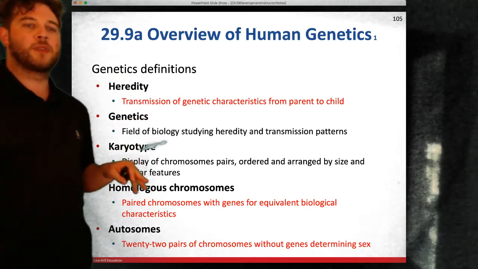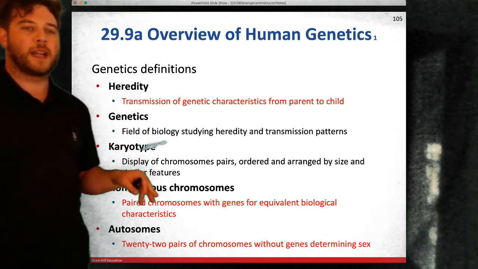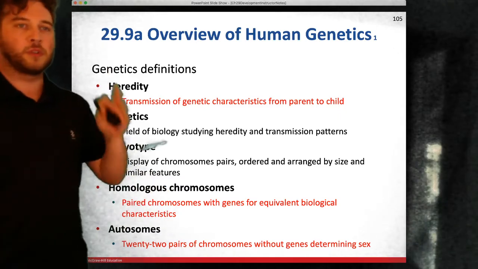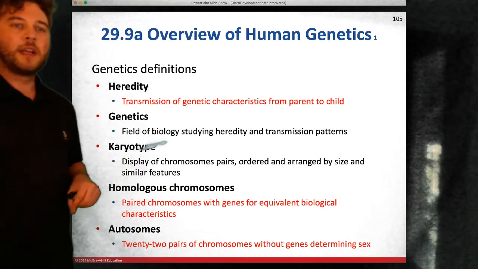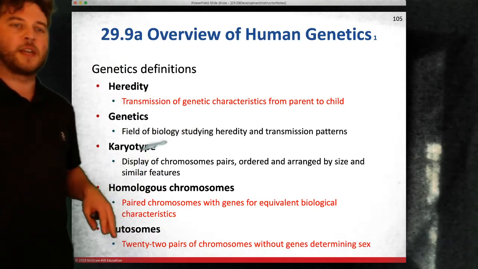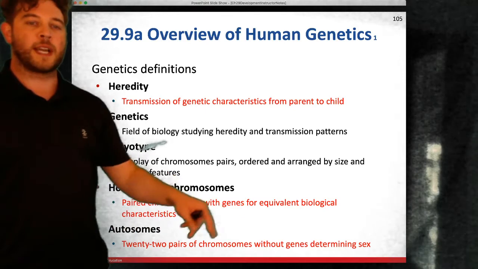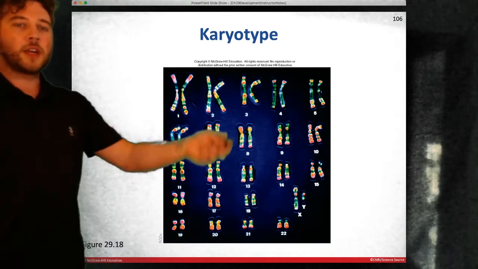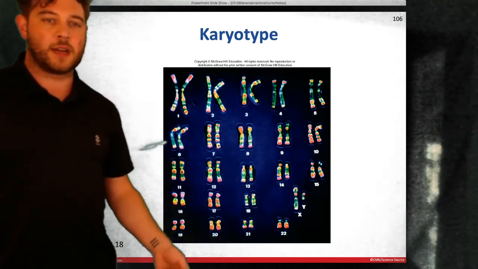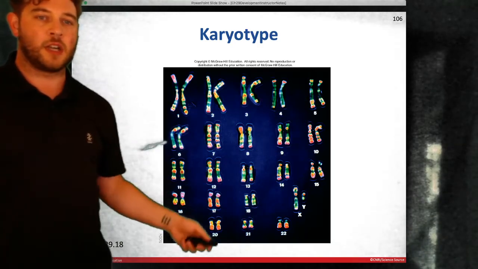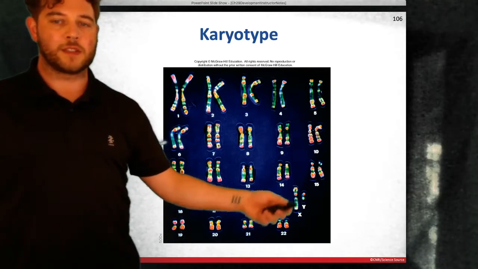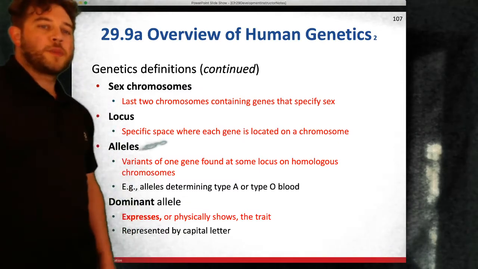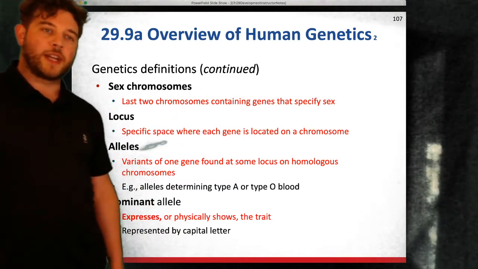Homologous chromosomes are paired chromosomes with genes for equivalent biological characteristics, meaning that they're going to code for the same type of thing, either tall or short or green hair, blue eyes, whatever. And then your autosomes are your 22 pairs of chromosomes without genes determining your sex, your 1 through 22. Here's your karyotype. This is your autosomal cells, you can see are all numbered, and then you have your X and Y chromosomes over here. Your sex chromosomes are the last two containing genes that specify your sex.